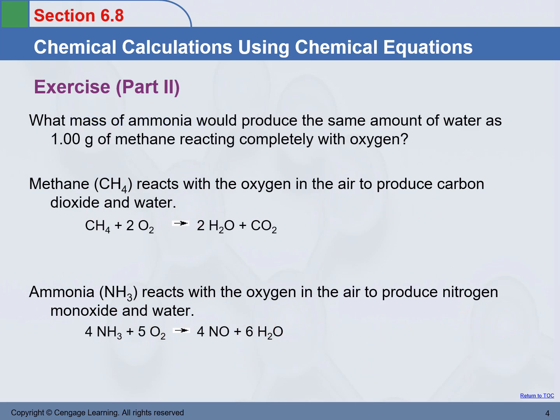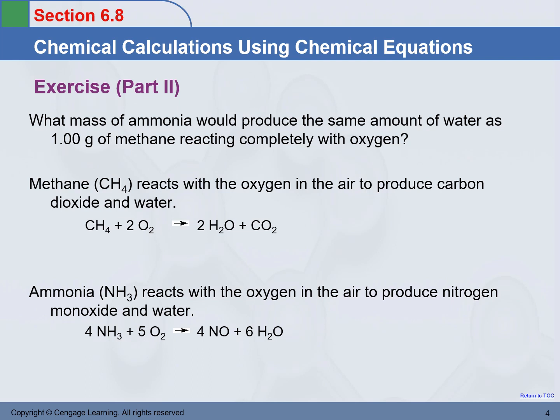All right, we have the 2 balanced equations here. Let's look at what the question is now. What mass of ammonia would produce the same amount of water as 1.0 grams of methane reacting completely with oxygen? Wow. What is it asking us to do?